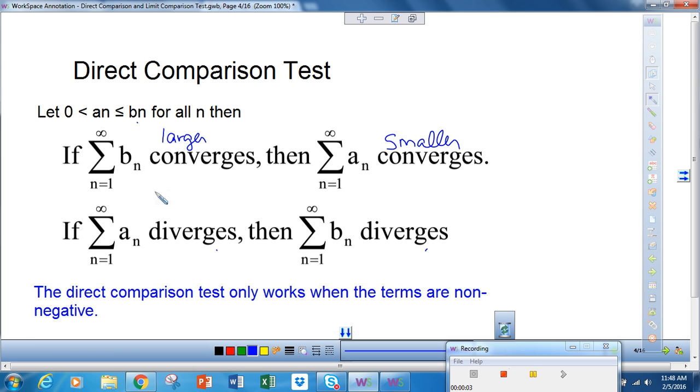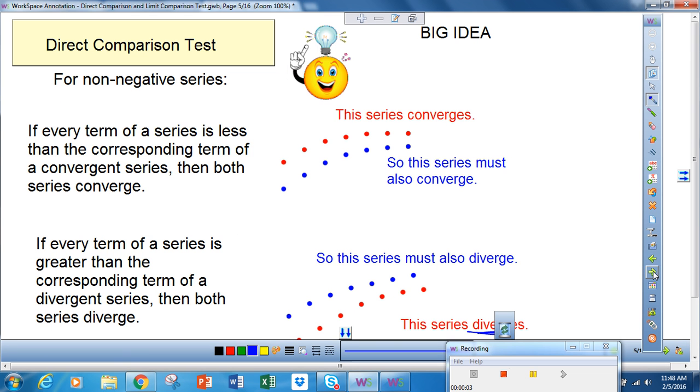The opposite is true. If I know a sub n is smaller than b sub n, and I know that a sub n diverges, then the larger one must diverge as well. And this can only work when the terms are non-negative, as you will see. All right, let's look at it. We have one more thing. This is just a visual to show you what we're talking about.